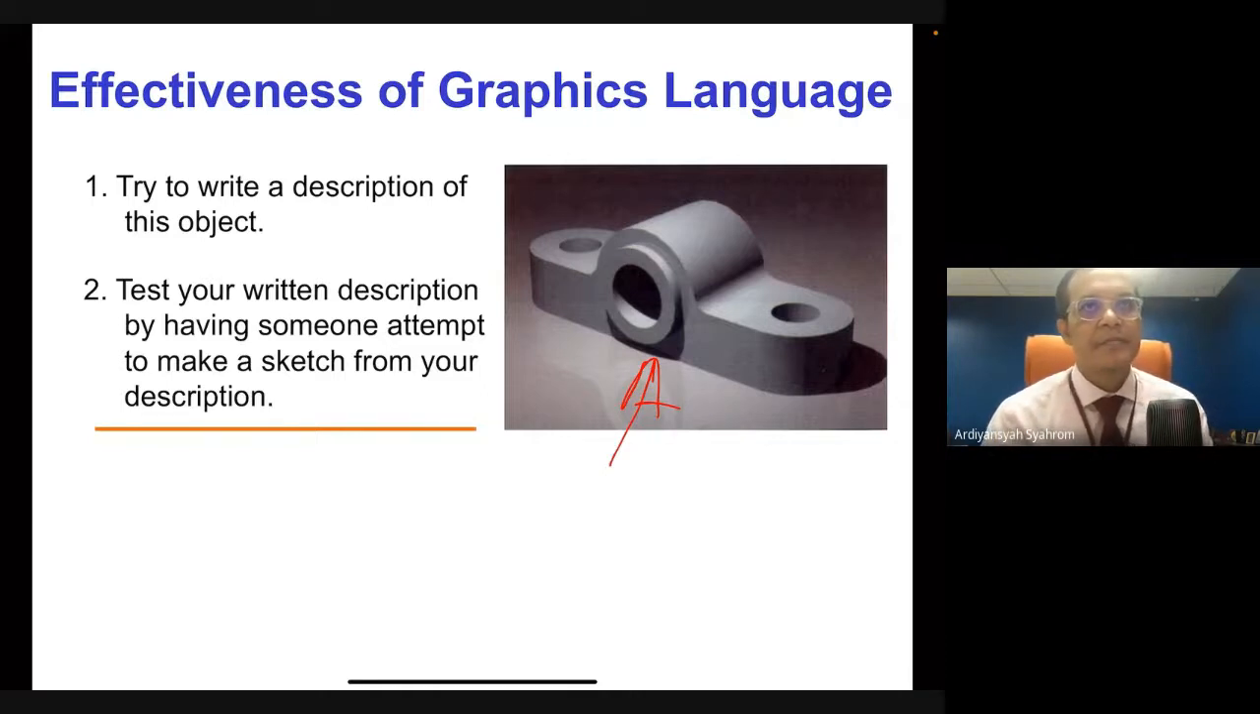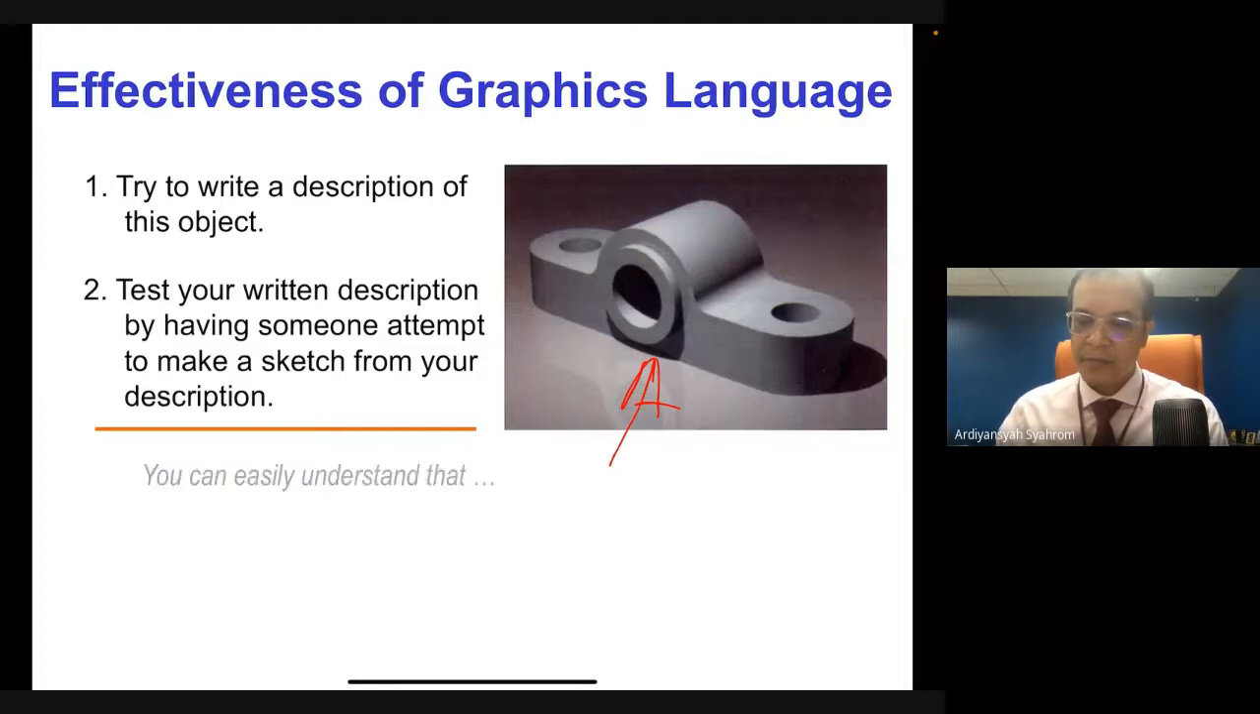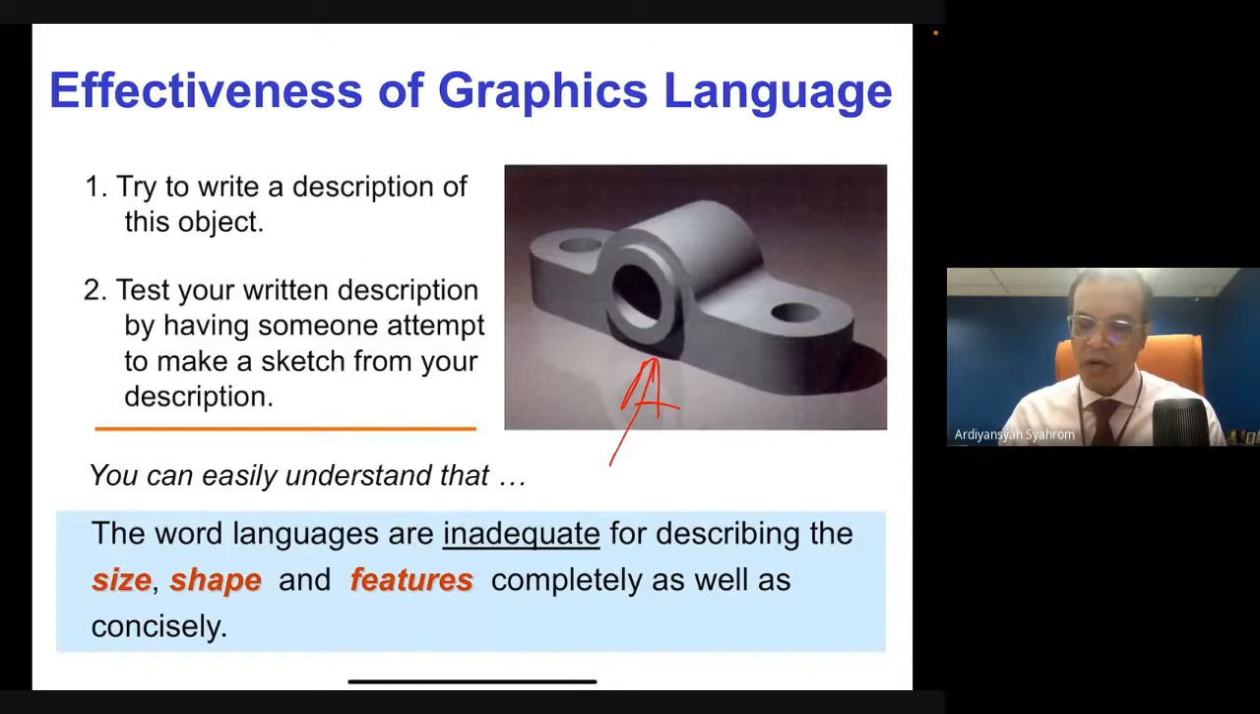That's why engineering drawing is one of the most important. That is the communicating point of view. Let's say you have a product you want to fabricate, and you write the details and translate them into an object. That is the most difficult, and your counterpart finds it difficult to understand. When you have the graphic language with sketching, that makes it easy to communicate. You can easily understand that words are inadequate for describing the size, the shape, and the features completely as well as concisely.